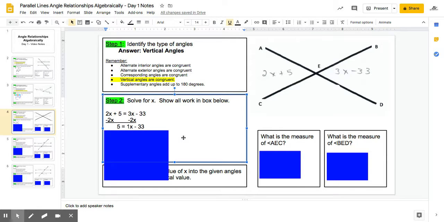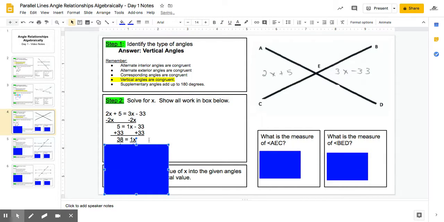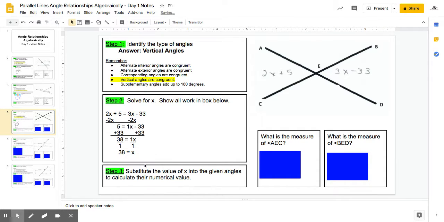Okay, now I have a simple two-step equation. I'm going to add 33 to both sides. 5 plus 33 is 38. Bring down the 1x, and the negative 33 plus 33 cancels each other out. Now, last but not least, I'm going to divide both sides by the 1 just to get that variable all by itself. And when I do that, I get x is equal to 38.